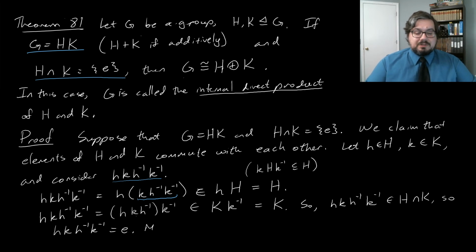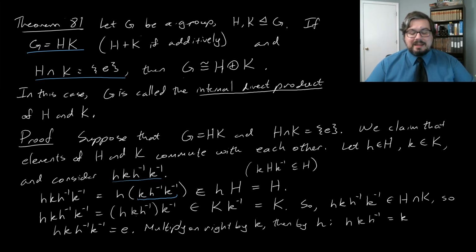So now what we're going to do is to multiply on the right by k and then by h. Now if we multiply both sides on the right by k, we get hkh inverse equals k, because when we multiply on the right by k, it'll cancel out with the k inverse that's on the right end of the left hand side. But then we will multiply by h again on the right, and that'll cancel out with the h inverse, and we'll get that hk is equal to kh. So that proves the claim that the elements of H and K commute with each other, which we can now use in the remainder of the proof.